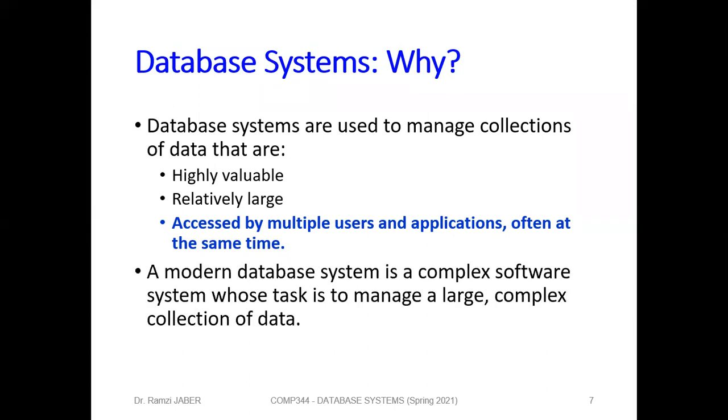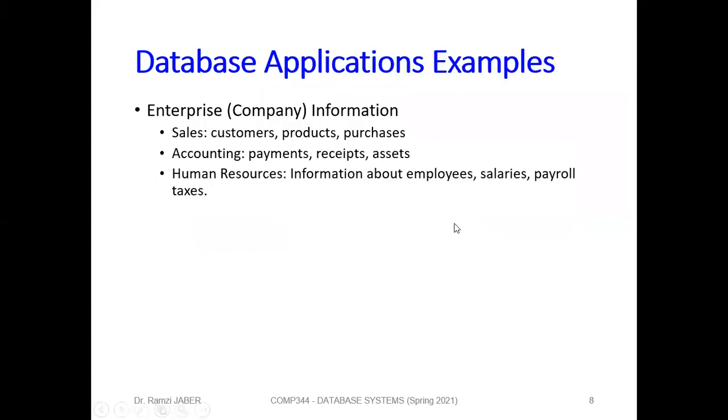So a modern database system is a complex software system whose task is to manage a large, complex collection of data. Also, everything in our life is a database. We'll see how. For example, in a big company or enterprise, they have invoices, customers, sales invoices, product items, purchase invoices, and so on.